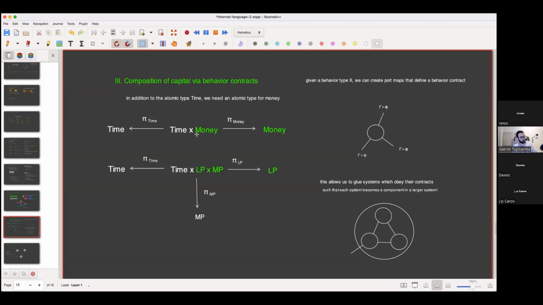So given the atomic type of time, we can add another atomic type called money or price, and we can start to formulate statements in terms of both time and money. And then this diagram here just basically says we can decompose this into individual types, right? Because this is a composite type.